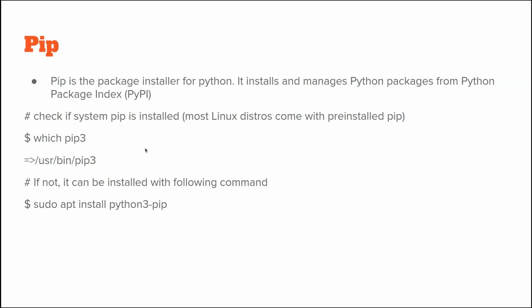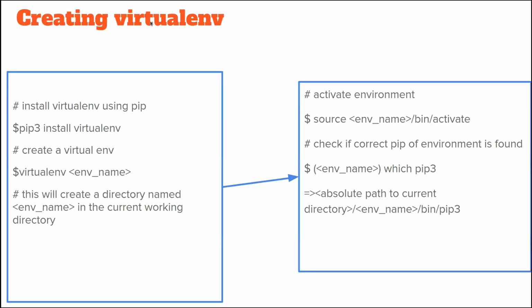We need pip to install virtualenv because this is a third-party library. So after installing pip, we can run pip3 install virtualenv, and this should install virtualenv. After this, we can create an environment simply by writing virtualenv and the name of our environment. This would create an environment named env_name in our current working directory. Then we can activate the environment by doing source name-of-the-environment/bin/activate.